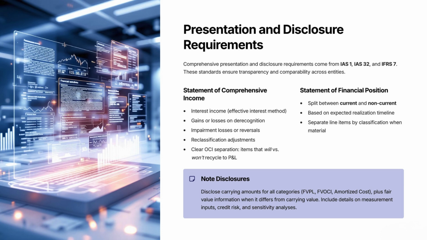In the Statement of Financial Position, financial assets are split between current and non-current, based on whether they're expected to be realized within 1 year. And in the notes, disclose carrying amounts for all categories, FVPL, FVOCI, and amortized cost, plus fair value information if it differs from carrying value. Now, IFRS gives us a lot of flexibility, but how does this compare to ASPE? Let's look at that next.